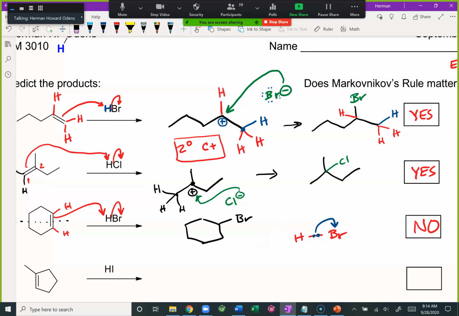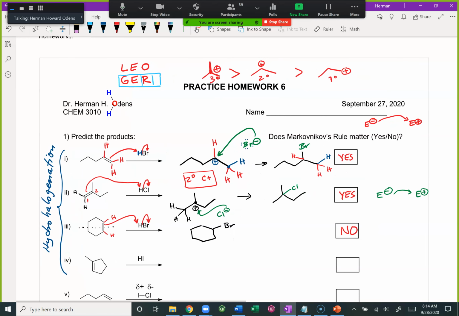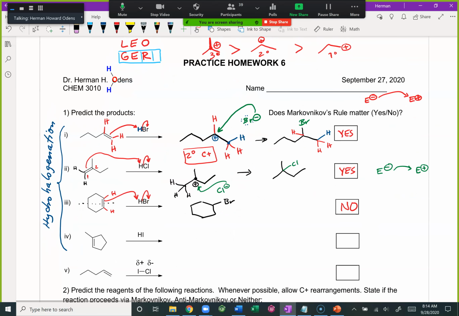All right. So, but mechanisms have to be learned separate from reaction schemes. So this question number 1 is asking you to predict products. So you just simply need to figure out the final product. So how? Like we did on number 3. So check this out for number 4.